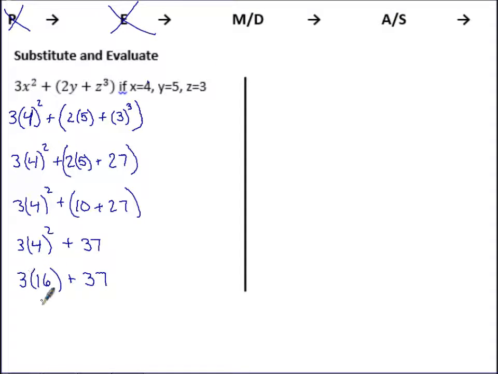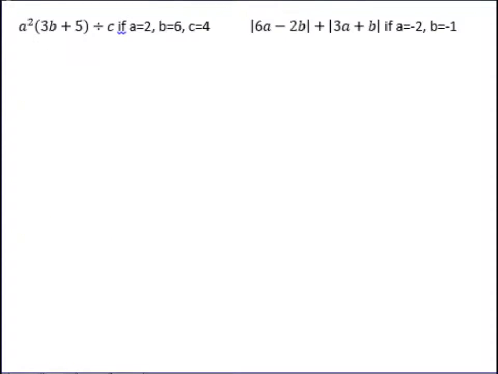I've got multiplication right here. All right, 3 times 16 is 48. So I have 48 plus 37. Addition or subtraction, that's all I have left. 48 plus 37 is going to be 85, and that would be my final answer.